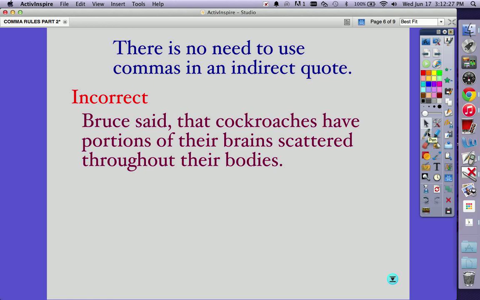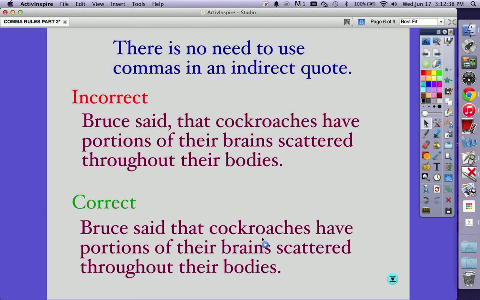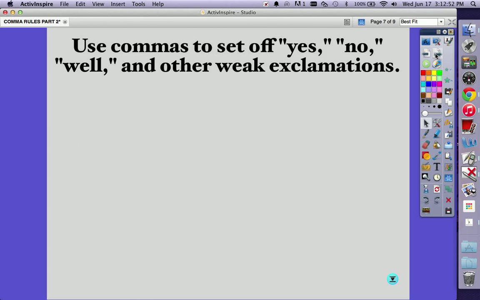I'm not quoting exactly what Bruce said. I'm saying, hey, Bruce told me this. What would be correct is to write it like this, without a comma. Bruce said that cockroaches have portions of their brains scattered throughout their bodies. By the way, that's a terrifying piece of information about cockroaches that I'm not sure I needed to know. But in any case, if you're quoting something indirectly, leave that comma out.